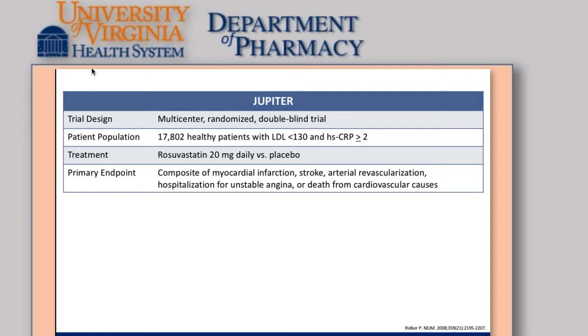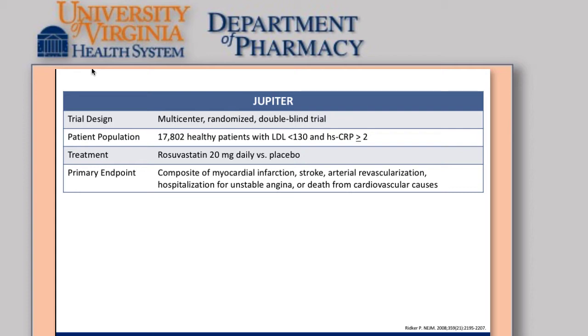The reason they chose those particular targets was another study called the Air Force Texas Coronary Atherosclerosis Prevention Study, which showed that patients who had neither elevated LDL nor elevated high-sensitivity C-reactive protein, so both of those were normal, had a lower risk of cardiovascular events. So this trial is really looking at patients with sort of low normal LDL but an elevated inflammatory risk.